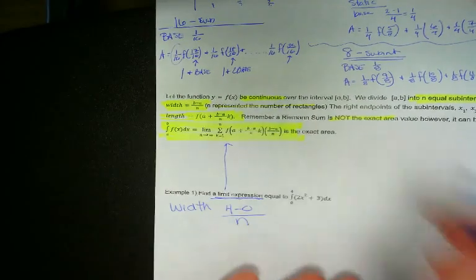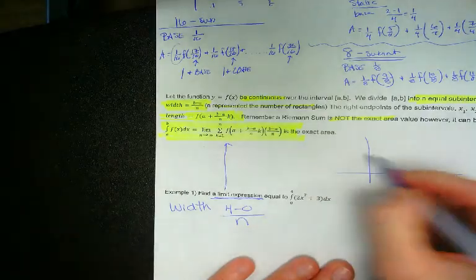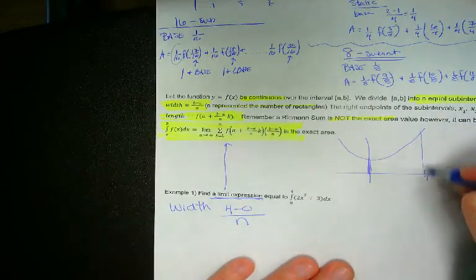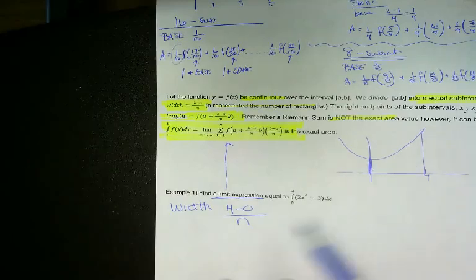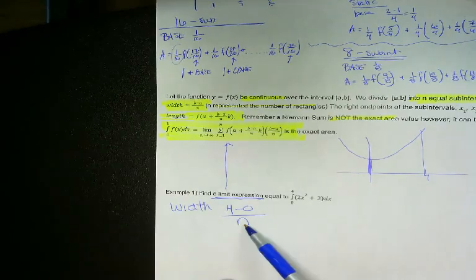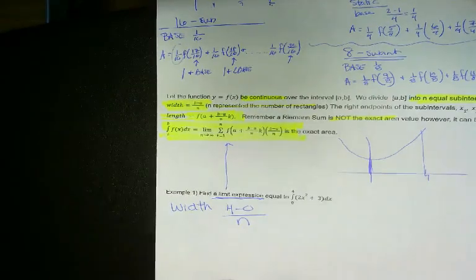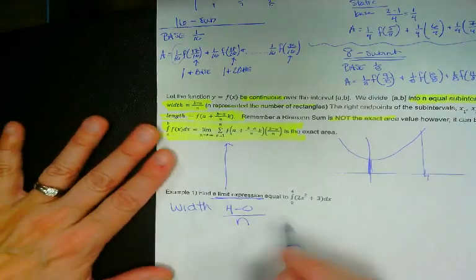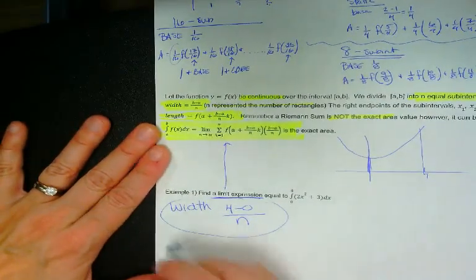Okay, so I have this function 2x squared plus 3, looks something like this, from 0 to 4. And I want to squeeze in from 0 to 4 n rectangles. All right, and in theory, we want an infinite amount. So there's my width, pretty simple to get. The length.